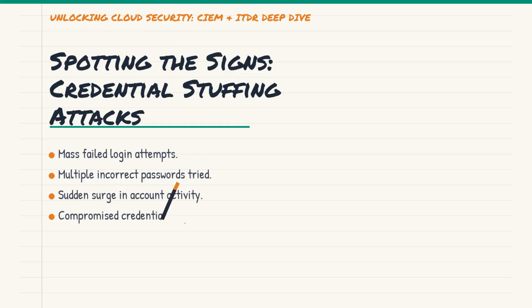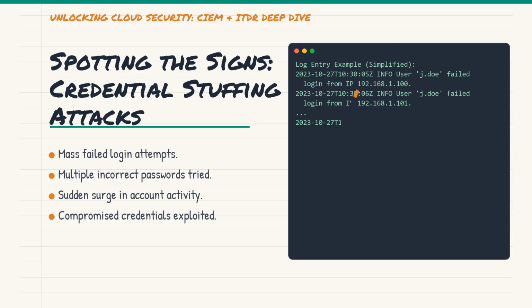One common attack ITDR is built to detect is credential stuffing. This is where attackers use huge lists of stolen username-password combinations, often from data breaches elsewhere, and try them against your systems. ITDR can spot this by looking for a massive surge of failed login attempts from unusual IPs or successful logins immediately followed by suspicious activity from the same compromised account.